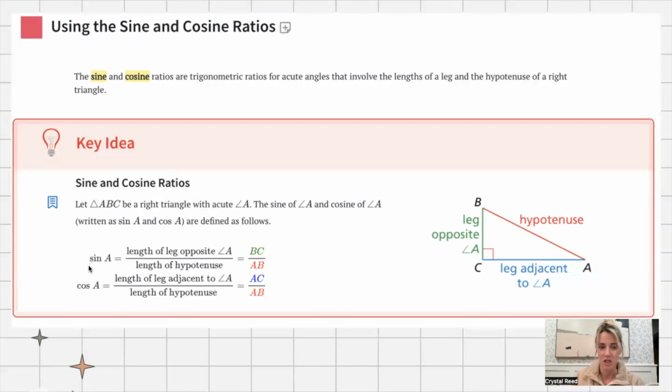The sine ratio is the length of the opposite side over the hypotenuse. If we're talking about the sine of angle A, the opposite side would be side BC, hypotenuse BA. Cosine of angle A is the length of the adjacent side over the hypotenuse. And don't worry, we'll have some tricks to remember these ratios, and you can also use screenshots in your textbook and your notes.